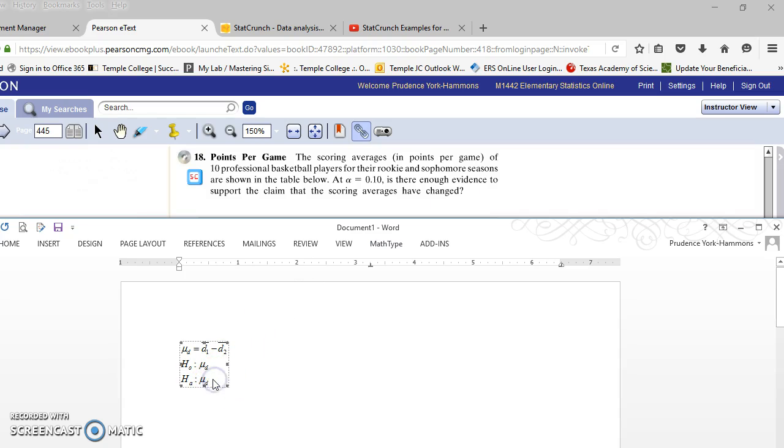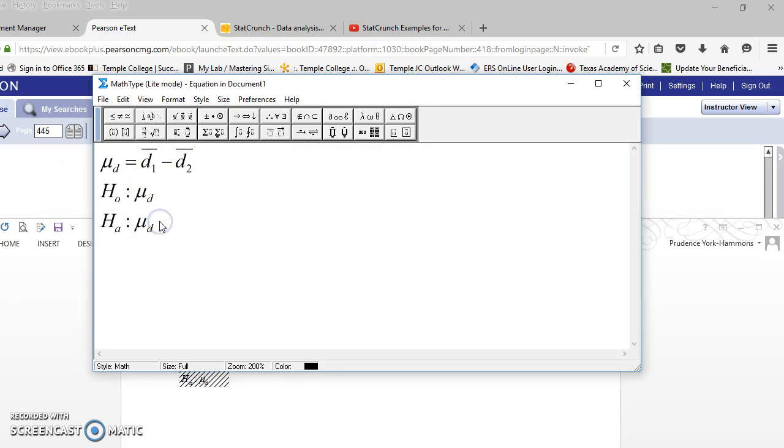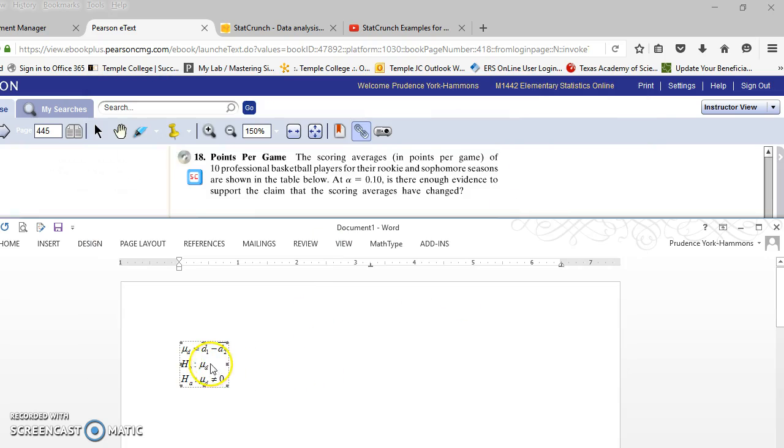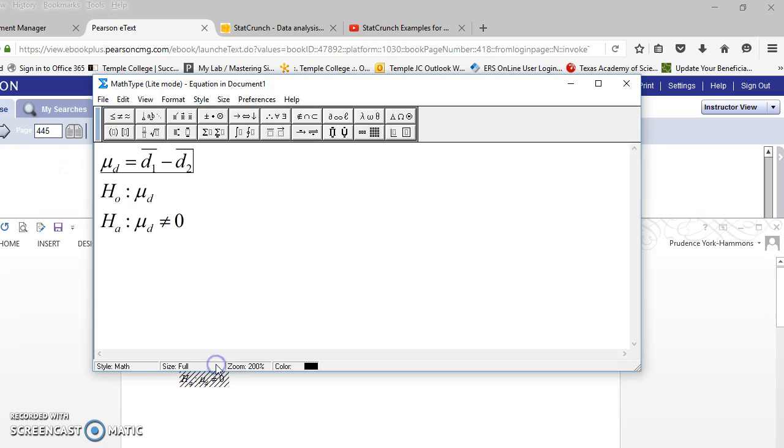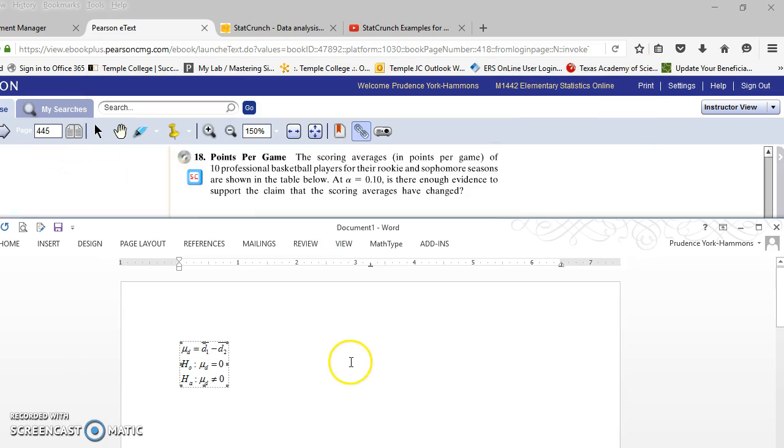In this case, that inequality would have to go with this particular symbol. Sorry, I lost my not equal to. There we go. And so that one would be not equal to 0. And the mu sub d, as a result, if the alternative is mu sub d not equal to 0, then the null hypothesis has to be the equality statement that goes with that, which in this case would be equal to 0. So I've got my null hypothesis that the average of the differences is 0, and my alternative hypothesis that the difference in the means is not equal to 0.